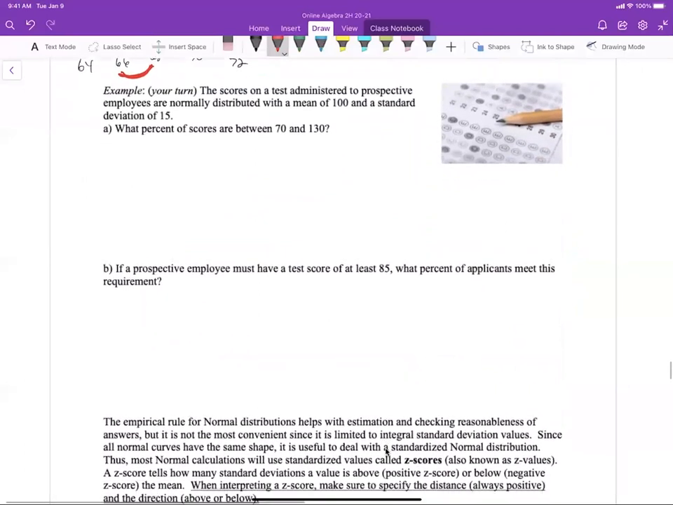Okay, welcome back. The scores on a test administered to prospective employees are normally distributed with a mean of 100 and a standard deviation of 15. What percent of scores are between 70 and 130? So we're going to draw our normal distribution. We know that the mean is given at 100. We know that the standard deviation is 15.